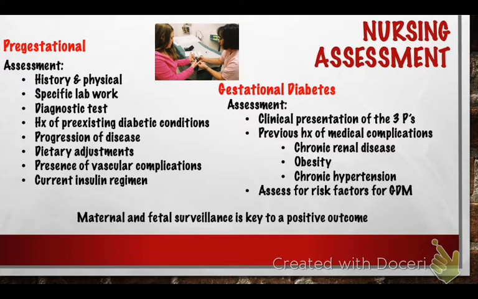So we're going to take a history of their pre-existing diabetic condition. How long have they been diabetic? What's been managing them? What's the progression of their disease? And what is being used to manage them currently, or what was being used prior to pregnancy? Have they had to make any dietary adjustments already by the time they come to us? Is there any presence of vascular complications? Remember when we talked about how diabetes will have already caused certain vascular changes if they've been long-term diabetics with poor glycemic control. So is there any of these complications already? And what's their current insulin regimen if they have one?